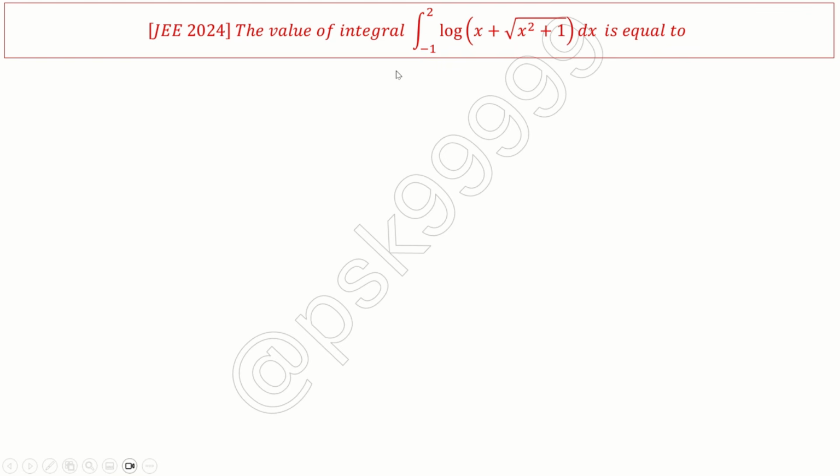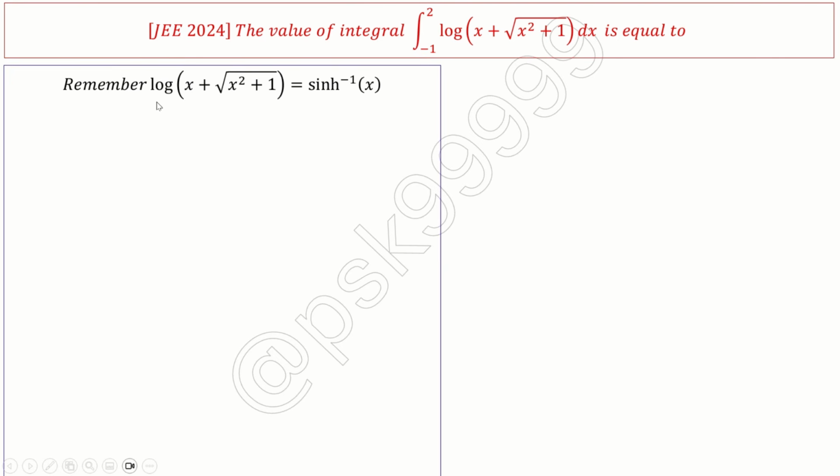The value of integration from minus 1 to 2 of log of x plus square root of x square plus 1 dx is equal to. We know that this log is nothing but sine hyperbolic inverse, the inverse of the sine hyperbolic function. So the integration is nothing but integration from minus 1 to 2 of sine hyperbolic inverse of x dx. Now you consider the product rule.